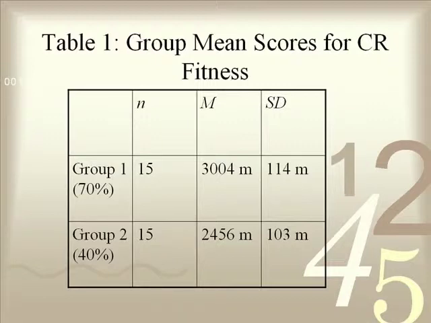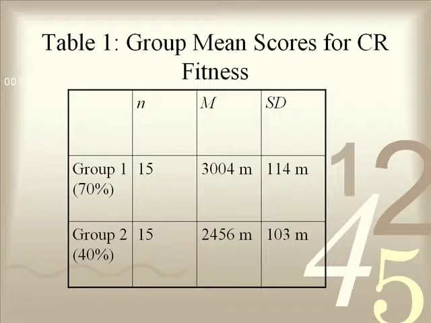The mean score, the mean average for this group. Group 1 ran about 3,004 meters with a standard deviation of 114 meters in the 12 minutes, whereas Group 2 ran 2,456 meters in the 12 minutes with a standard deviation of 103 meters.